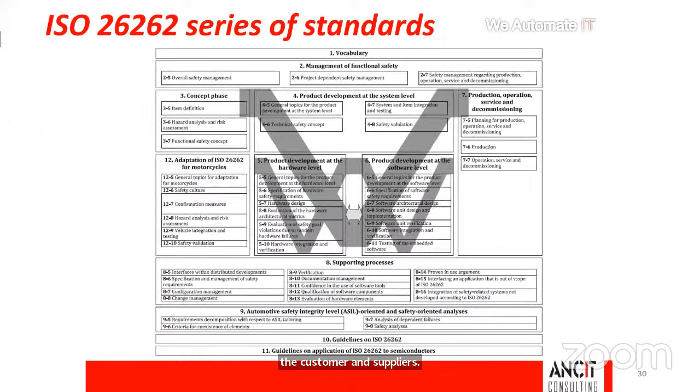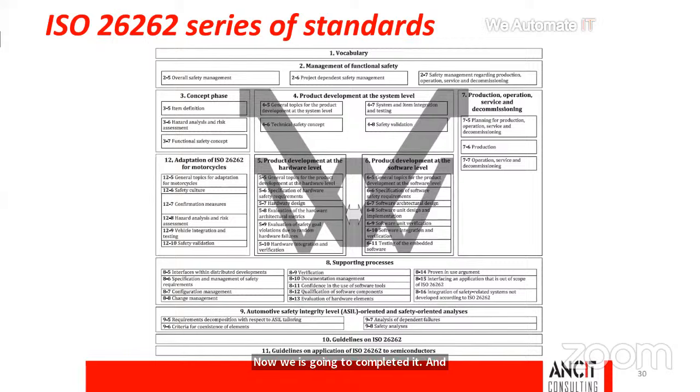So this is the ISO 26262 series of standards. There are 12 parts available. In the first part, you can see the vocabulary, in the sense of each and every term and its exact meaning according to ISO 26262. The second part consists of management of functional safety, how the overall safety management will occur and how it is going to be completed.